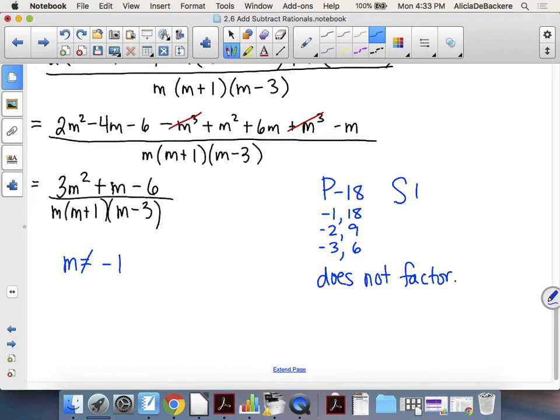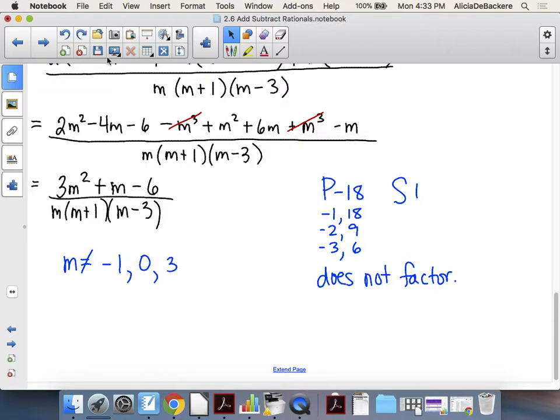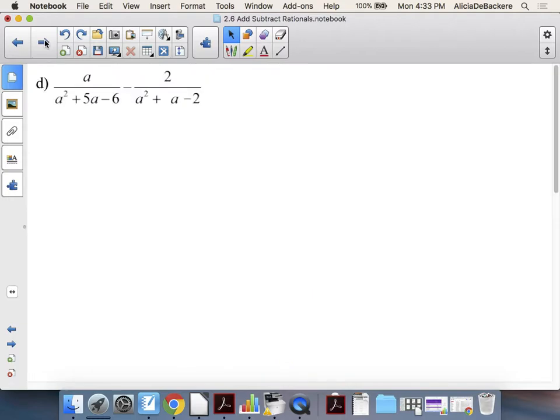So I see from the middle one that m cannot equal negative 1. From the first one, m, I can see that m can't equal 0. And then from the last one, m minus 3, I can see that m cannot equal 3. Moving on, we're going to try and make it a little bit more difficult.